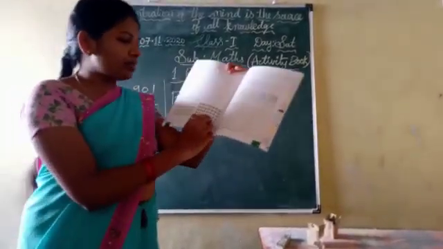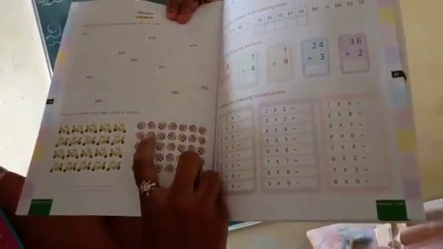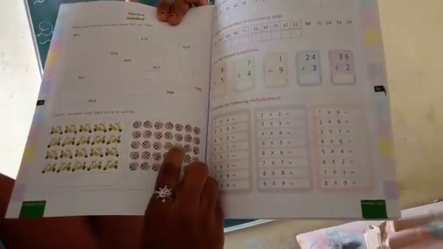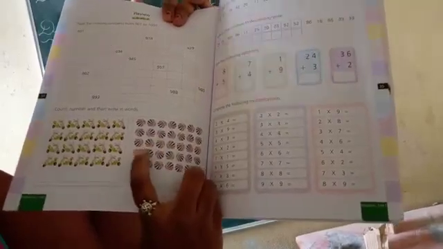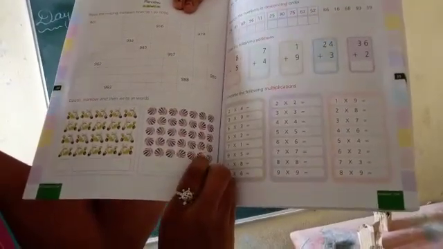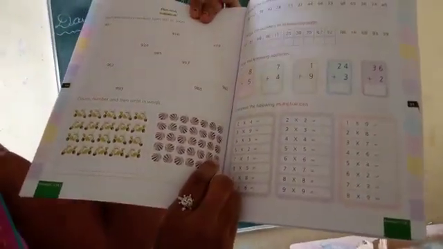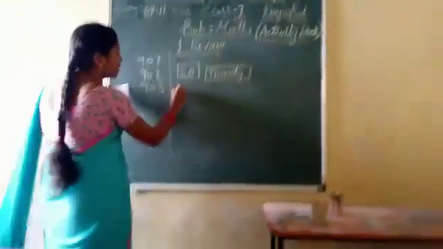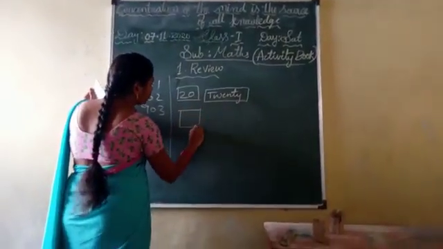And on the second page, in the second picture, how many balls are there? 1, 2, 3, 4, 5, 6, 7, 8, 9, 10, up to 35. How many balls are there? 35 balls are there. So you have to write the number 35 in these balls.